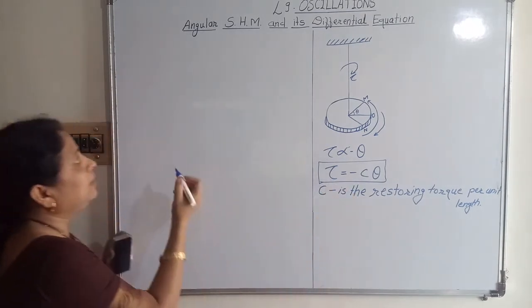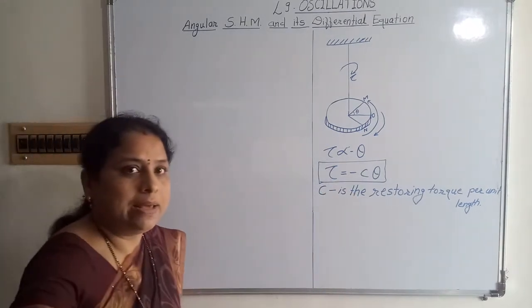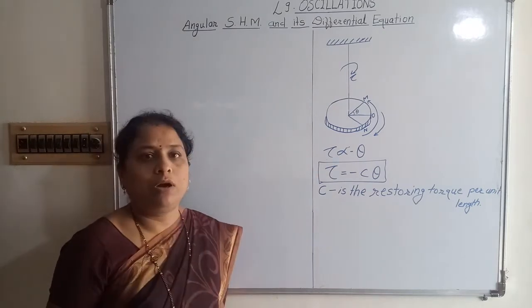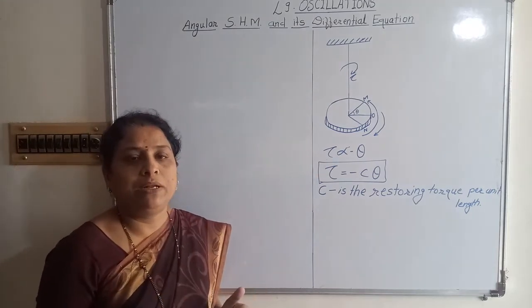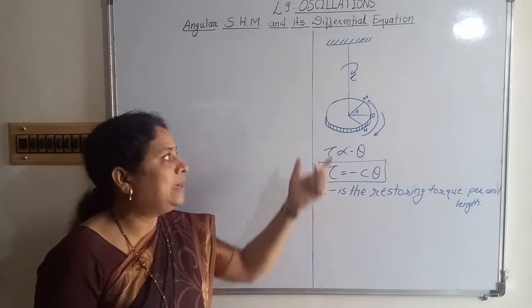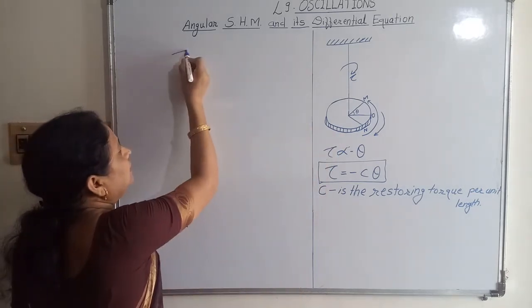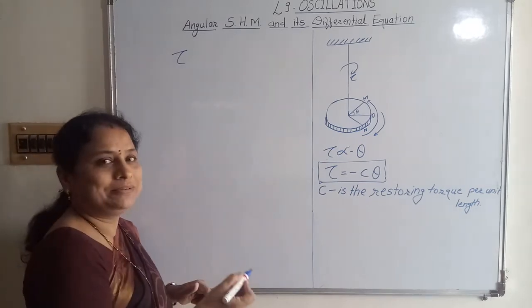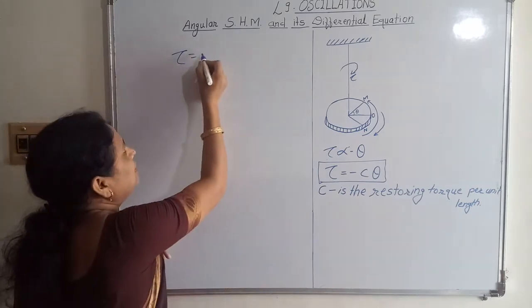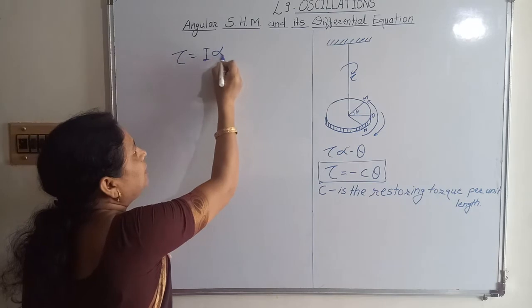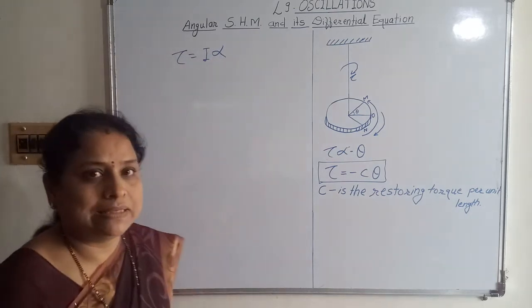In rotational dynamics, what is the formula for torque? If I is the moment of inertia and alpha is the angular acceleration produced, then can you tell me the formula for torque? That is, torque is equal to I into alpha. Now here alpha is the angular acceleration.